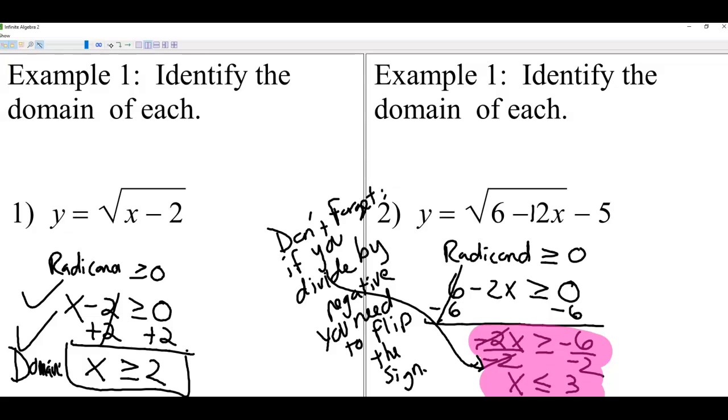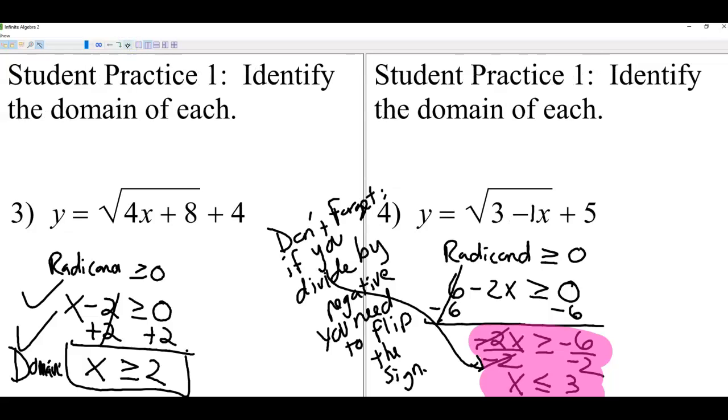Okay, so you were saying something about this guy? Is that what you're talking about? Yeah, he has no skin in the game. We don't care about him, because for the domain we're only going to look at the part under the square root. So that 5 doesn't matter at all.